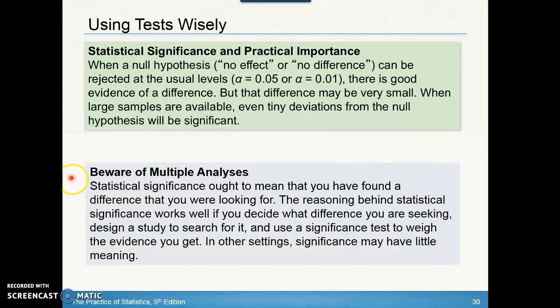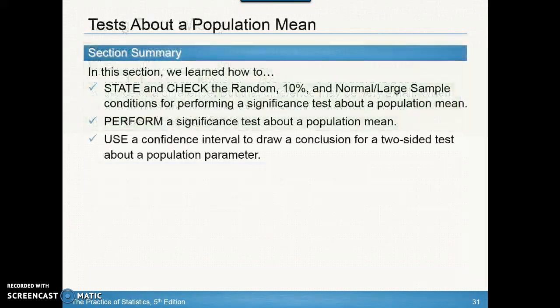Also, just take a minute and beware of multiple analyses. Statistical significance ought to mean you have found a difference that you were looking for. The reasoning behind statistical significance works well if you decide what difference you're seeking, design a study to search for it, then come up with a significance test to weigh the evidence you got. Okay, so in other settings, significance may have little meaning, so just make sure you're using the word significance correctly.